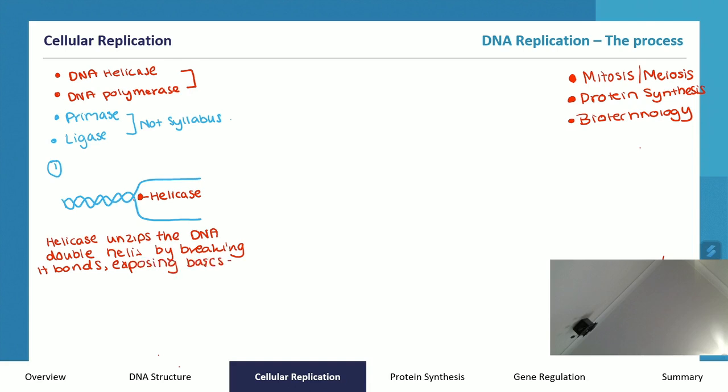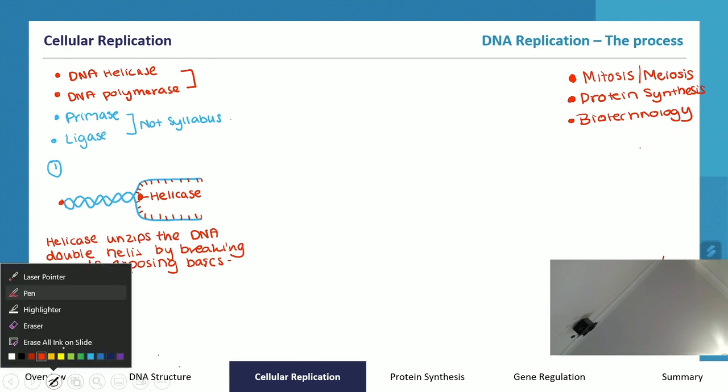So, as you can imagine, if those hydrogen bonds are broken between adenine and thymine and cytosine and guanine, we've got all of these bases which are now freely exposed to organelles, enzymes, ribosomes, anything that wants to do anything to them. So this is the way that your cell can access information that's coded within your DNA. Helicase will then continue to unwrap the DNA strand until it gets to the end of the gene. And then we move on to step 2.